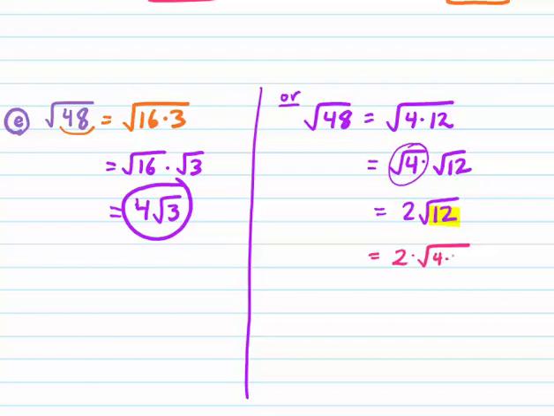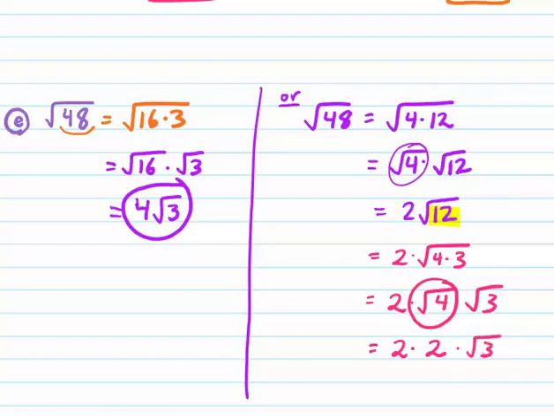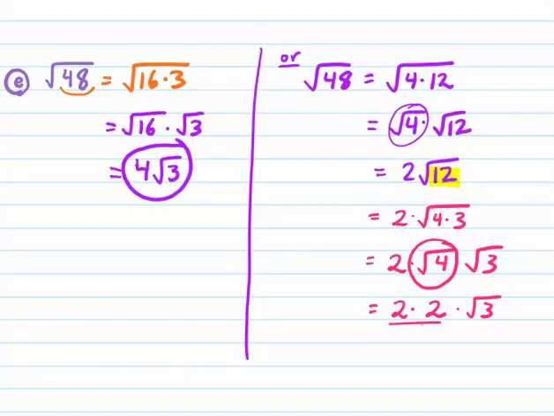12 is 4 times 3. Again, pull that radical apart, square root of 4 times square root of 3. Again, don't lose the 2 out front. The square root of 4 in the middle, that gives you a 2. There's a 2 out front that was already there. Now there's a 2 replacing the square root of 4, and there's a square root of 3 we're stuck with at the end. And then just simplify, 2 times 2 is 4, so you get 4 root 3, and of course we get the same answer.